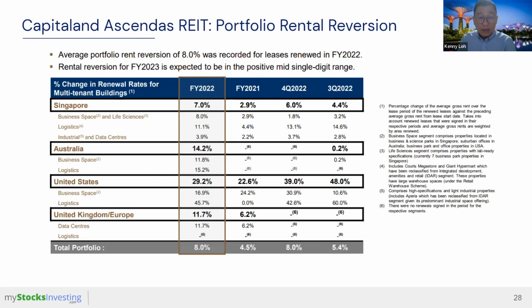This is not a good sign. So we can see that actually 2022 is pretty strong. Okay, some of that is double digit, high double digit. Okay, but moving forward, because the economy will be slowing down a little bit, Ascendas also predicts a single digit rental reversion moving forward. That's why they said that rental reversion for 2023 is expected to be in the positive mid single digit range. Okay, which is a positive thing.